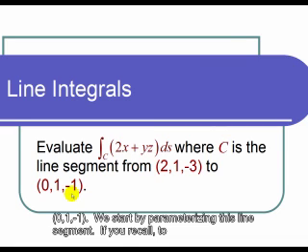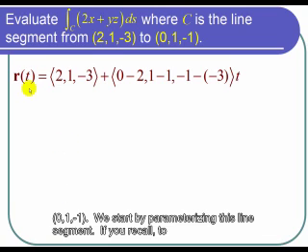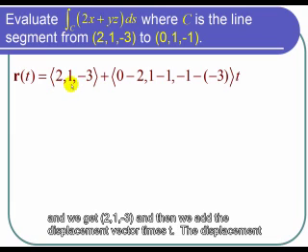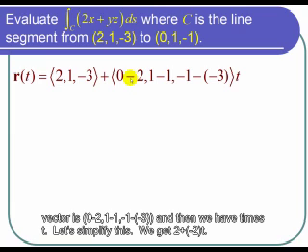So we start by parameterizing this line segment. And if you recall, to parameterize a line segment, the easiest way is we start with the point and turn it into a vector, and we get (2, 1, -3). And then we add the displacement vector times t. The displacement vector is (0 minus 2, 1 minus 1, -1 minus -3). And then we have times t.